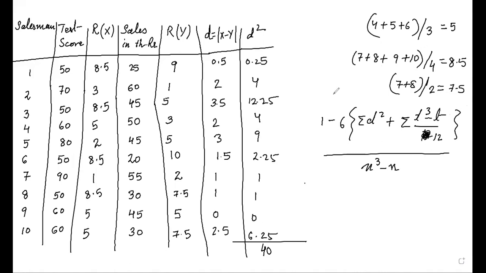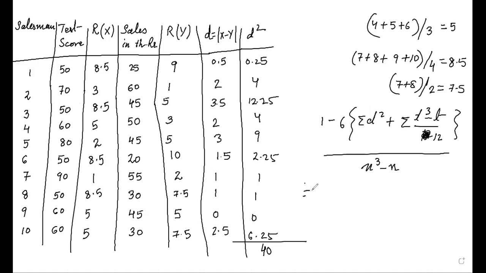Now what this d is, we all know, summation d square, we have got it as 40. And what is t? The number of times the tie has occurred. So how many times has the first tie occurred, for four individuals? For four individuals, for the first rank, 8.5, 8.5, 8.5, 8.5. So four individuals having one tie.